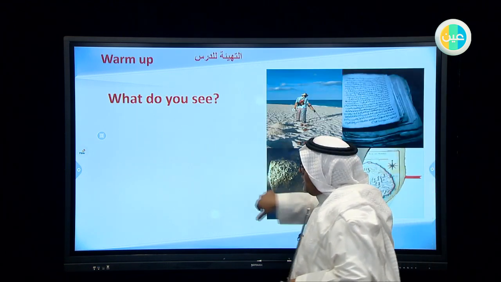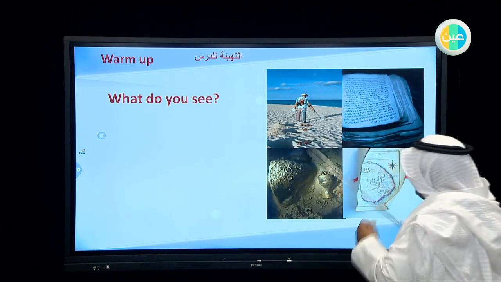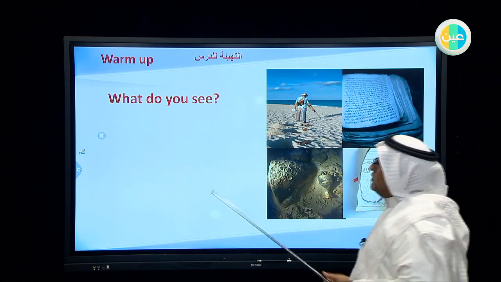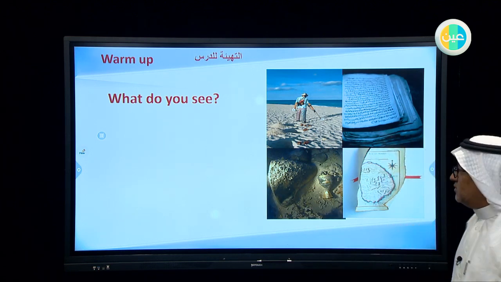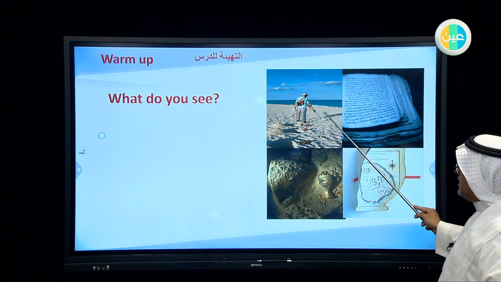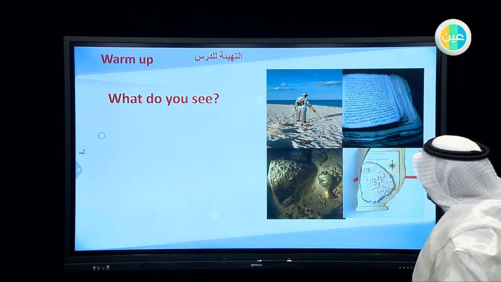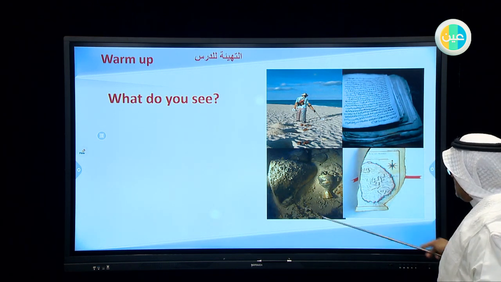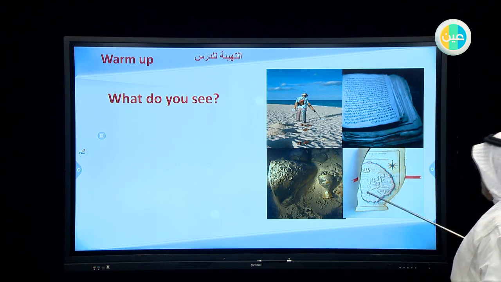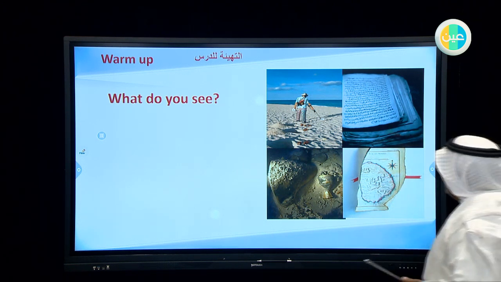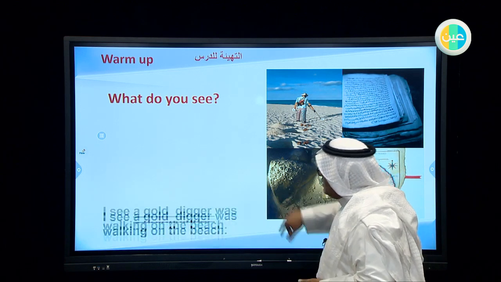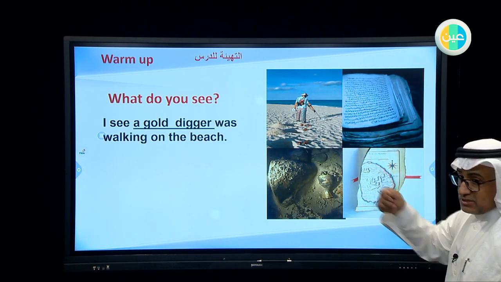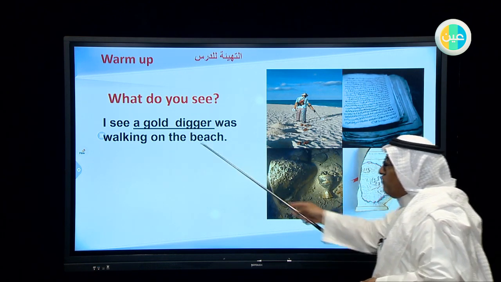Okay, let's get started. Now we have four pictures. My question now, what do you see? This person, this guy, a digger. Okay, and we have an old book, mountains, and also some... It is a map. What do you think? Okay, I see a gold digger. Diggers means a person who digs earth, looking for gold.